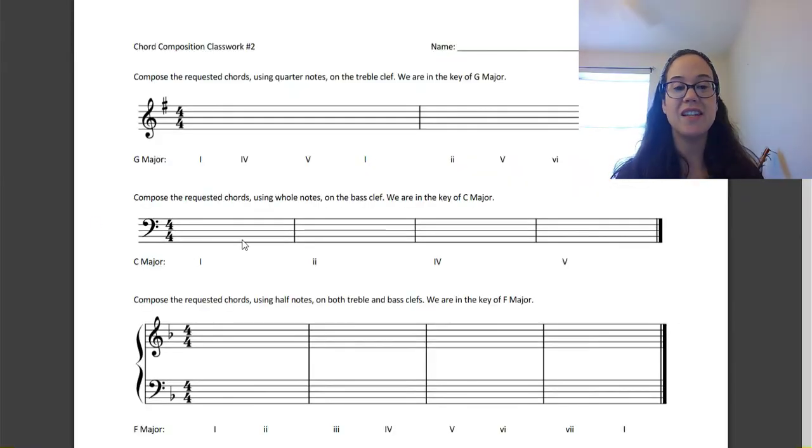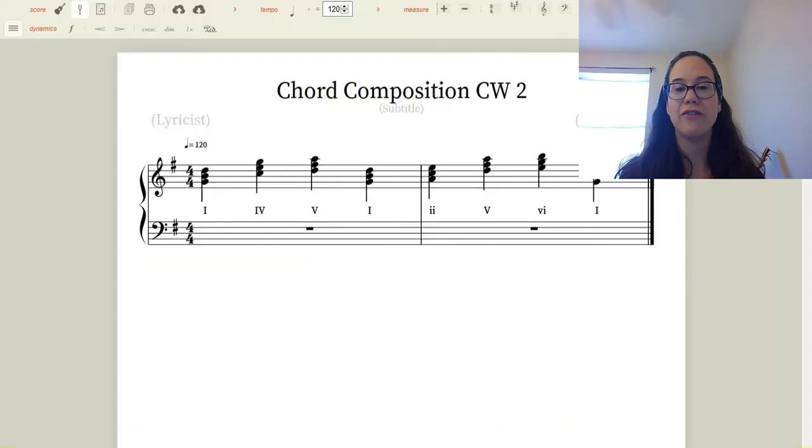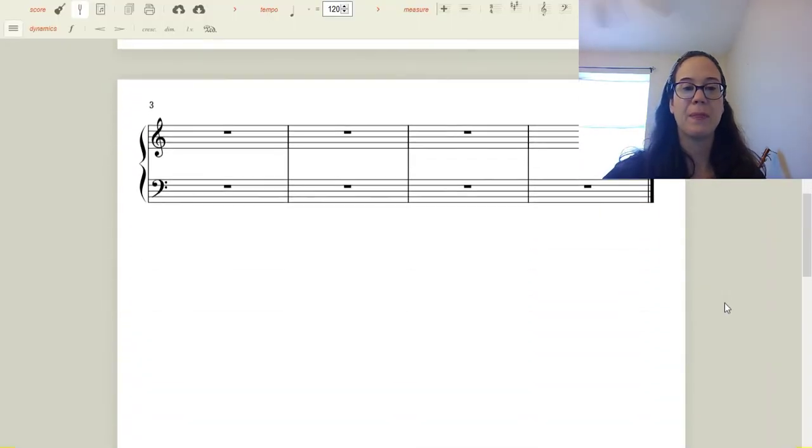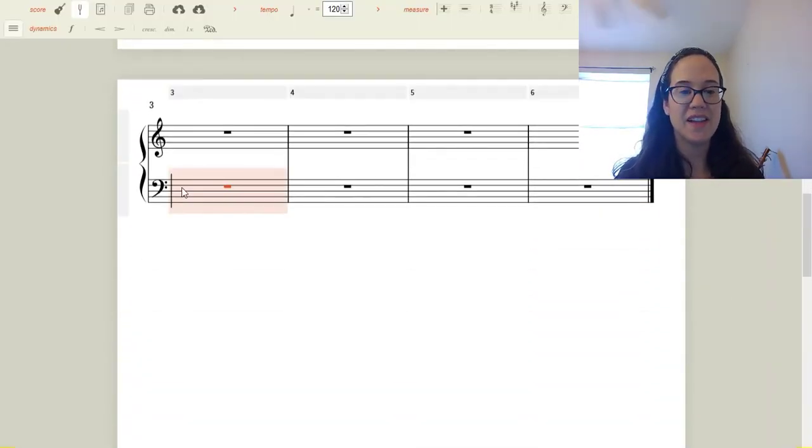All right, so we're going to consider this complete. We're going to move on to C major. It says bass clef only, whole notes only. We're going to create 1, 2, 4, and 5. So we're going to come down to our bass clef and make a whole note.